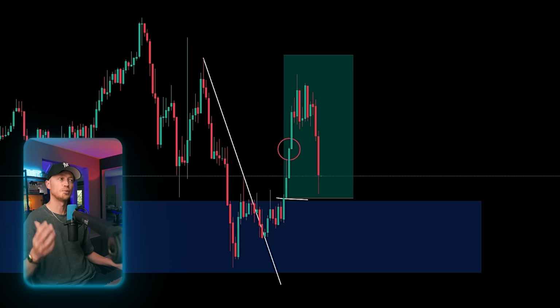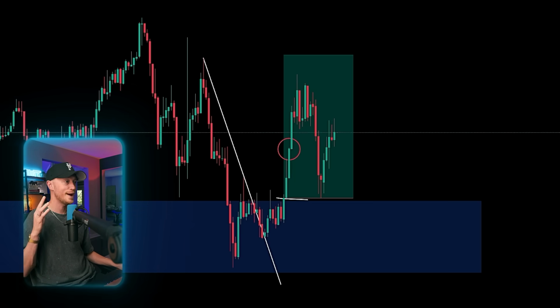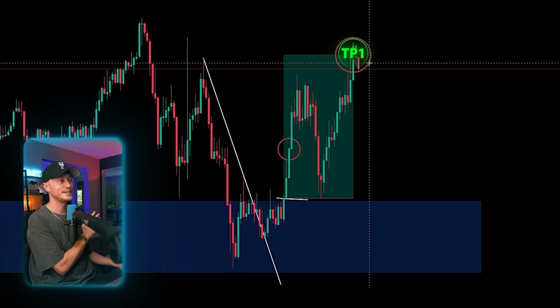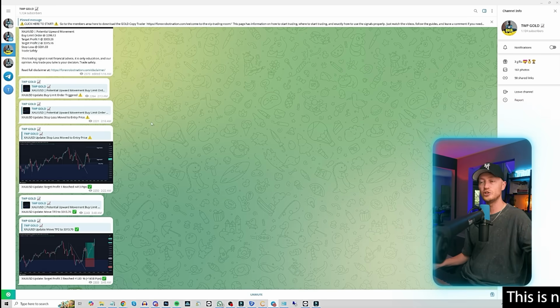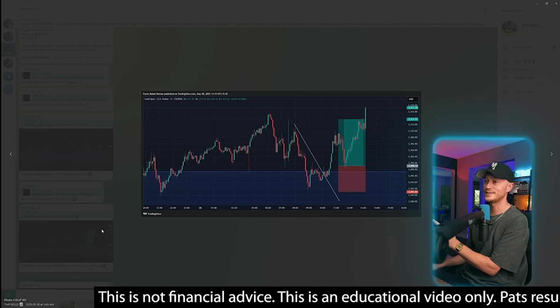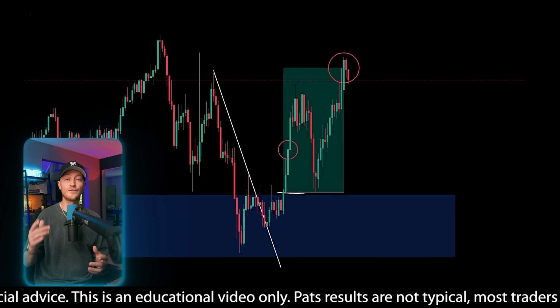Push, push, push. Come all the way down, almost tapped that break even, didn't, and then smash that second take profit right there. As you can see in that VIP Gold room right there, smashing that take profit. So that's the first strategy.